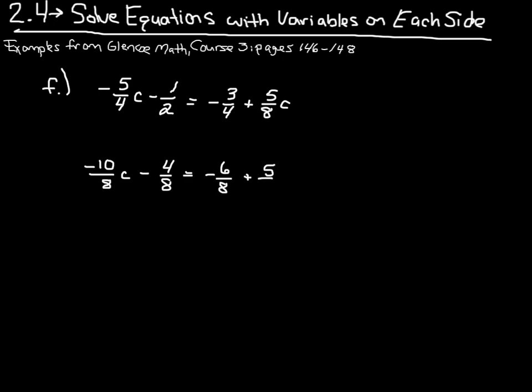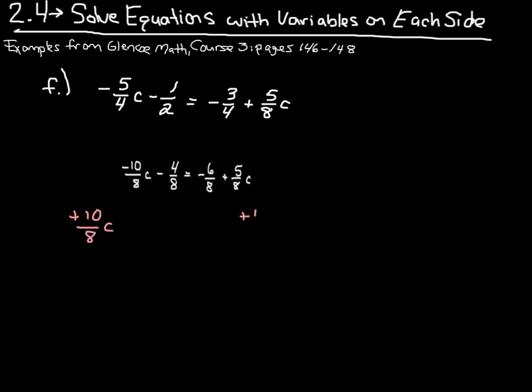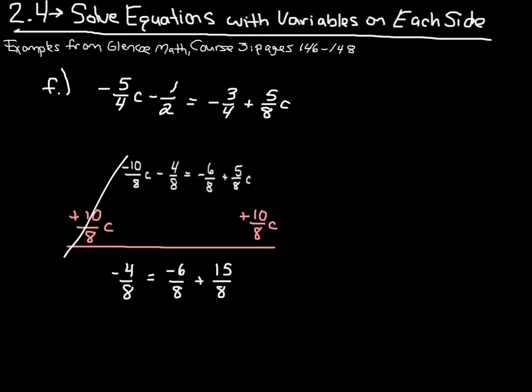plus 5/8 C. Now we get to move our C's from one side or the other. We can either subtract 5/8 C from both sides, or we can move this negative 10/8 C. Well, let's look at the negative 10/8 C. The opposite of negative 10/8 C is adding 10/8 C to both sides. And hopefully you can see that this is negative 4/8 equals negative 6/8 plus 15/8 C.